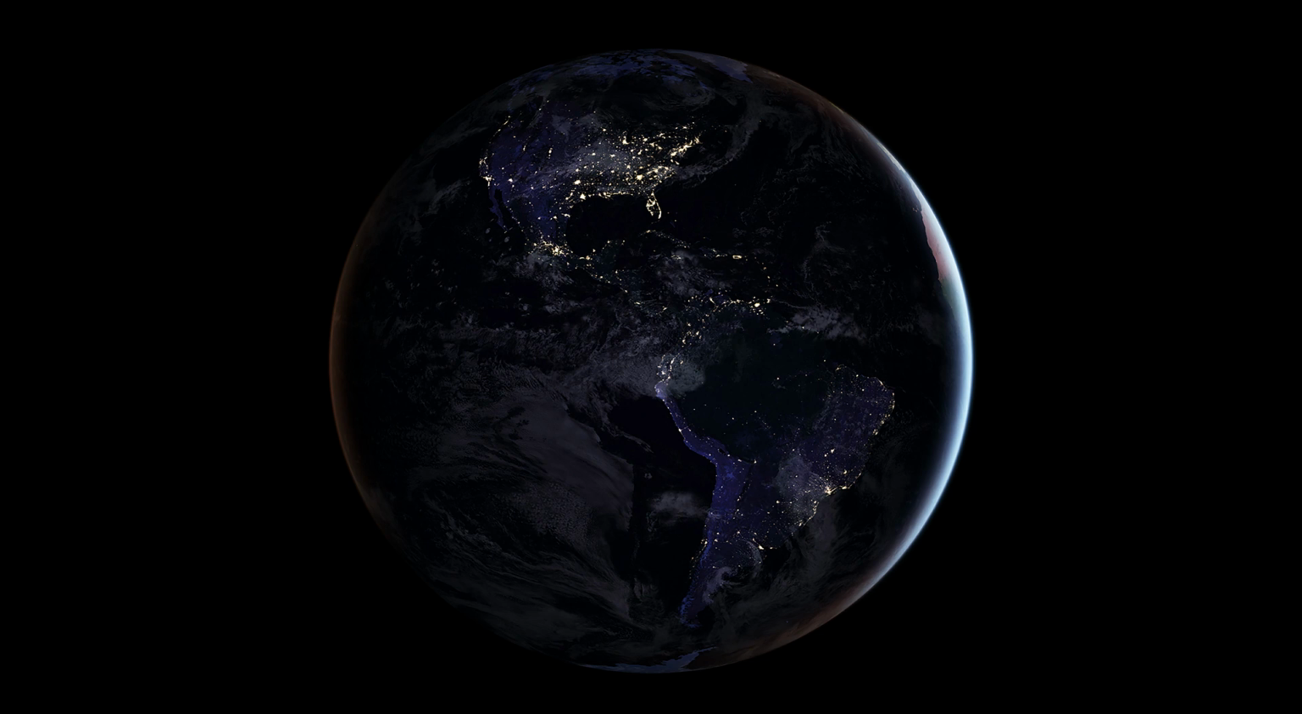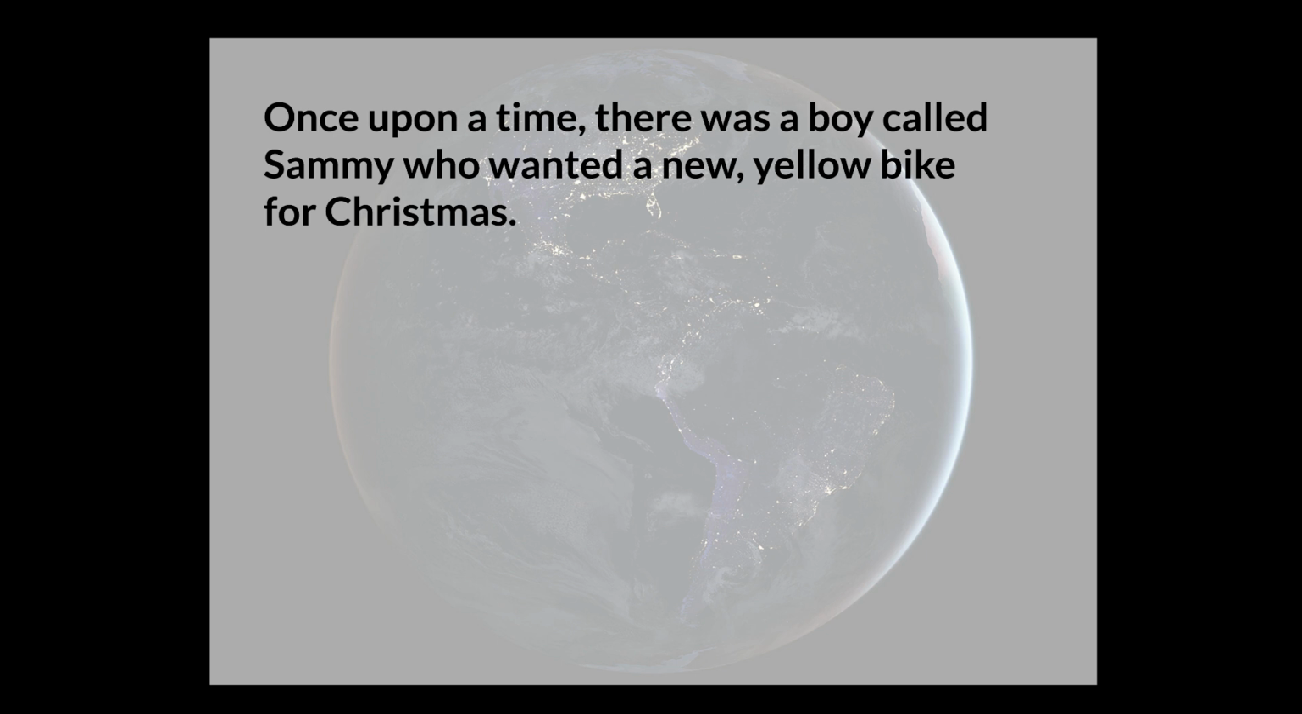I'll read you the phrase, you'll then hear a beep for the time to start and then another beep for it to stop. Once you've heard the first beep, write the phrase in capitals until the second beep. The phrase is, once upon a time there was a boy called Sammy who wanted a new yellow bike for Christmas.